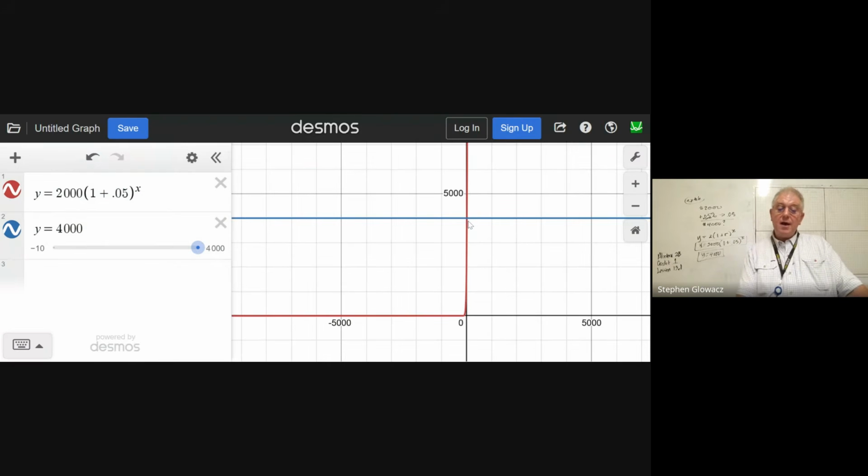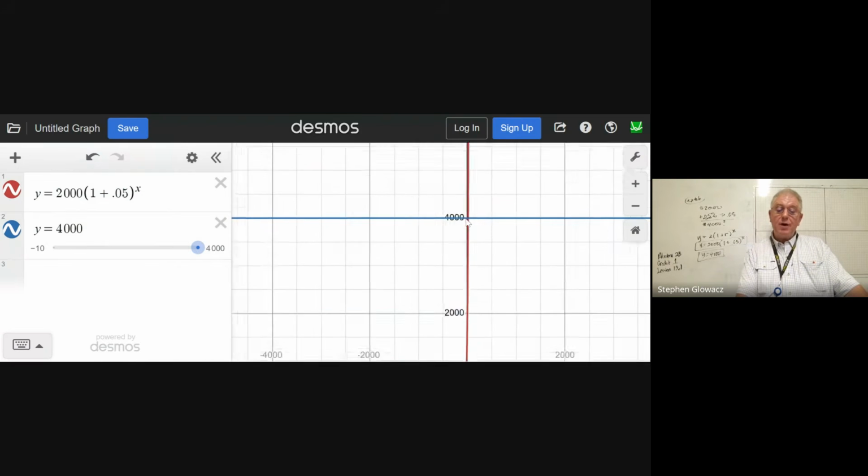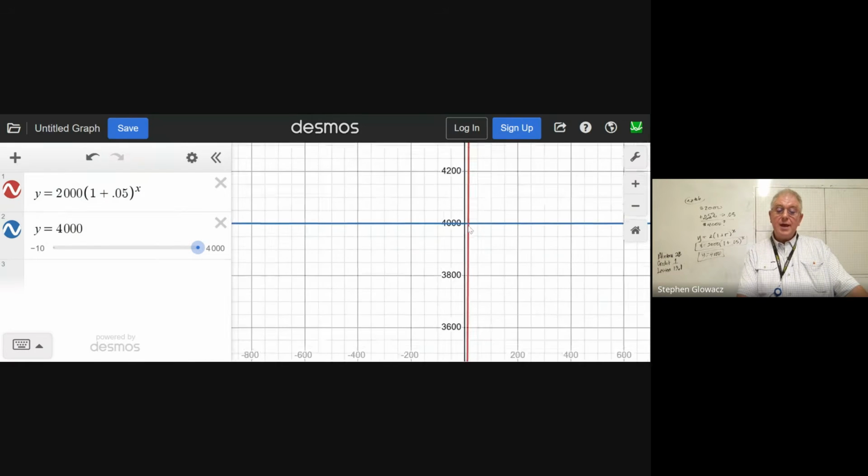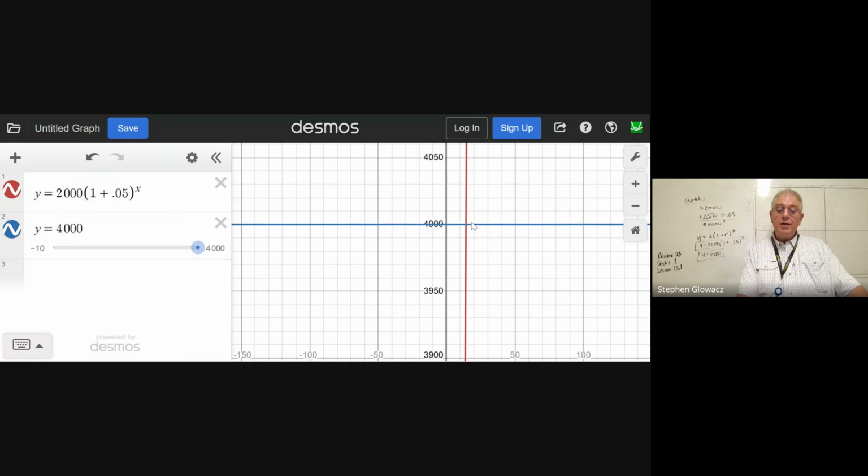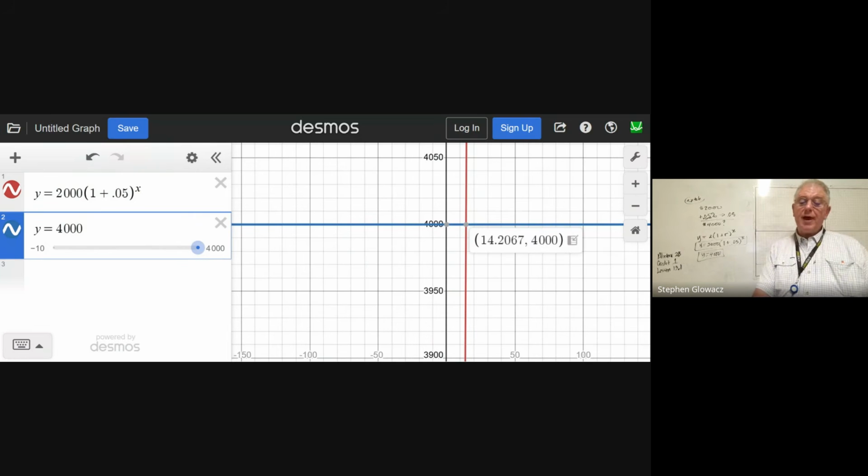And now we're going to put our cursor over that point. We're going to zoom in and click on one of the graphs. Remember, not the y-intercept point, not where x is 0. We're going to go over here, and we see that the value will be 4,000 in 14.20 years. So again, we're going to round to the nearest tenth.